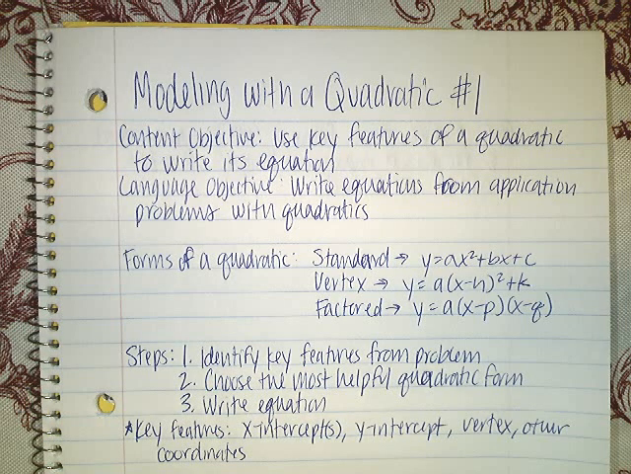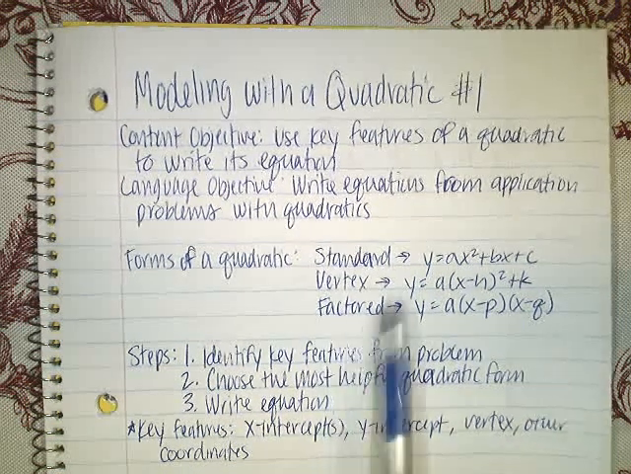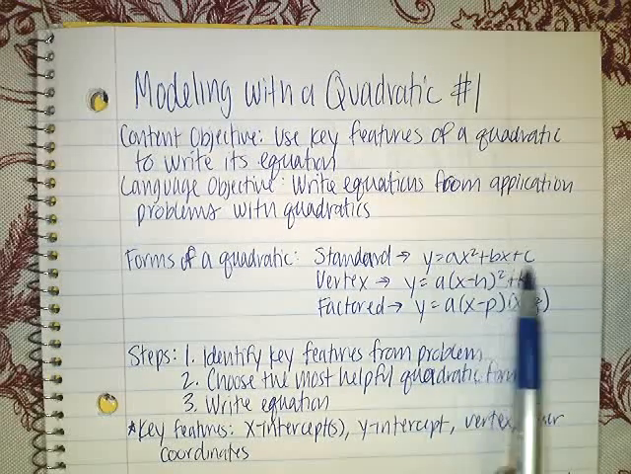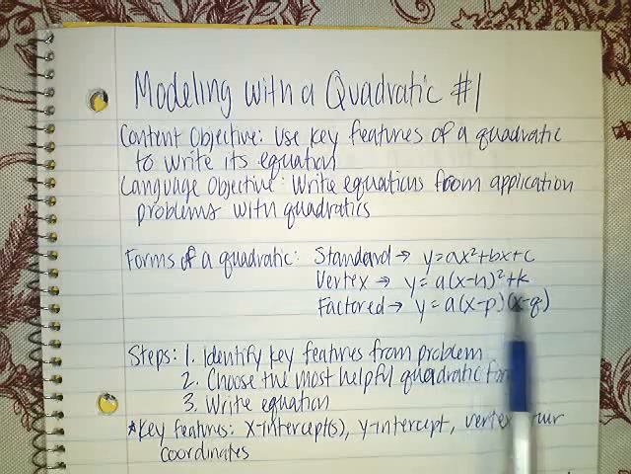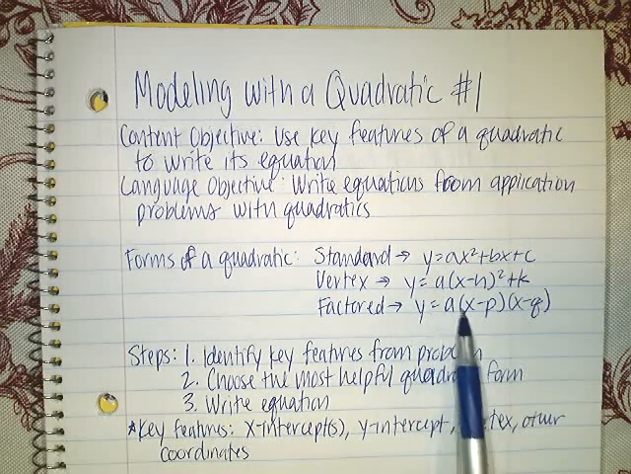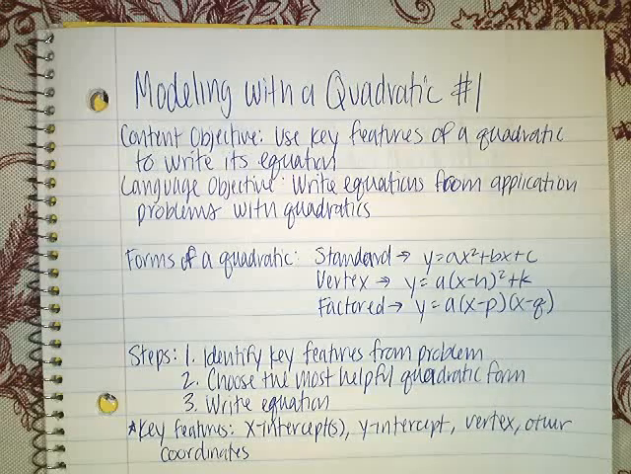So again, quick refresher, forms of a quadratic are standard, vertex, and factored. So this is standard form, y equals ax squared plus bx plus c. Vertex form is y equals a parentheses x minus h squared plus k, and factored form is y equals a times x minus p times x minus q.